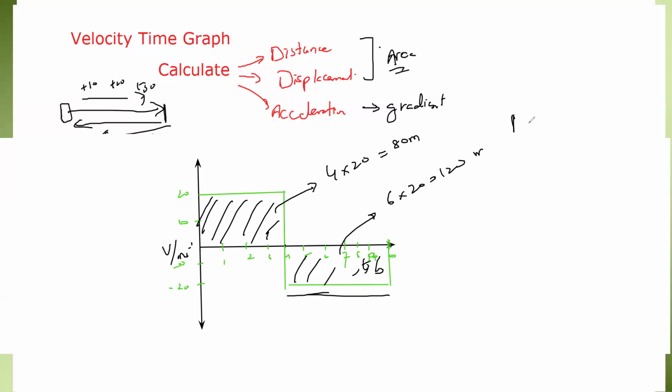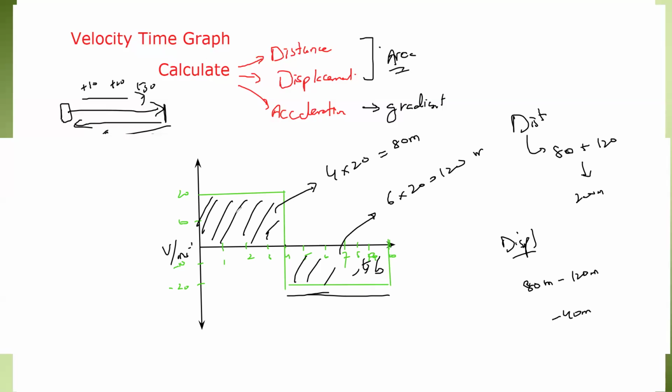Now, what is the distance traveled by this object? The distance traveled is area. The sum we will add, like the sum of the areas. So 80 plus 120, that will make 200 meters. But what about the displacement here? If this is a positive displacement, it will be plus 80 meters, negative 120 meters. So we got minus 40 meters.